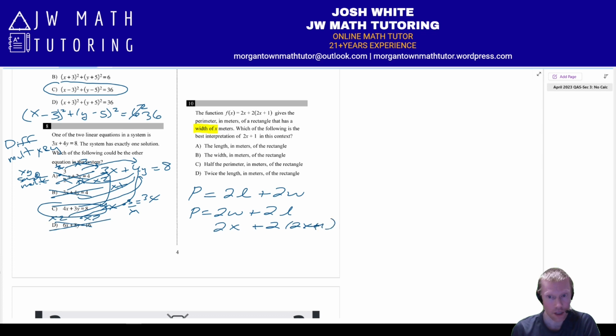And then if you match up the function, you can just see that when you compare the individual parts, the width is equal to x. They tell us that. So the 2 matches up. The width corresponds to x. This 2 matches up. So what's left for the 2x plus 1? Well, it has to just be equal to the length of the rectangle. So that's it. Correct answer to this question is A, and there's nothing else that needs to be done on it.